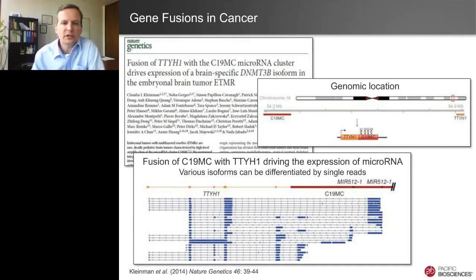Another example for a targeted approach is in cancer, looking at gene fusions. This paper in Nature Genetics looks at the fusion of TTYH1 with a particular microRNA cluster, and the authors had hypothesized this particular fusion through the high-throughput short-read technologies, and then used PacBio long reads to obtain full-length cDNA reads that directly confirm on an individual molecule that that particular fusion is present, and it resolves the various isoforms that can be differentiated by the different reads.